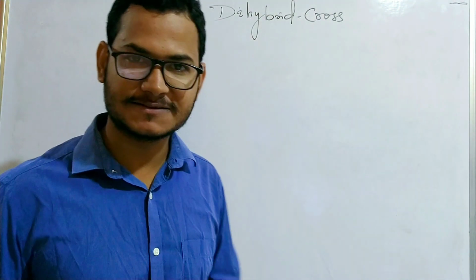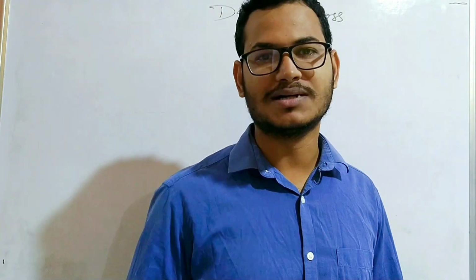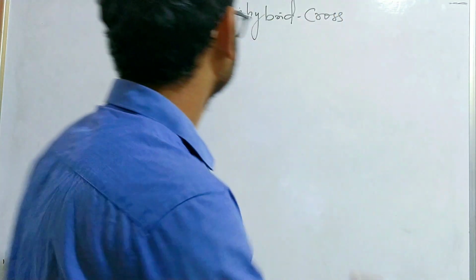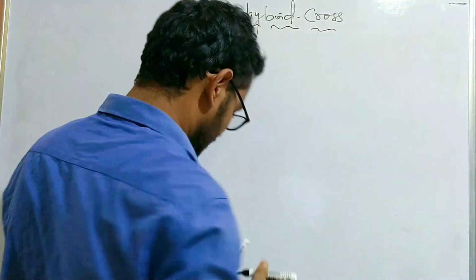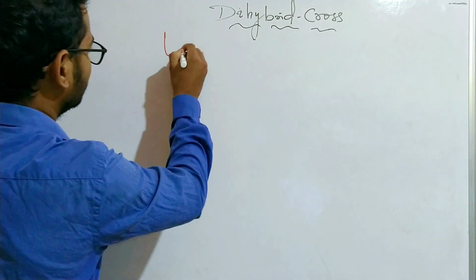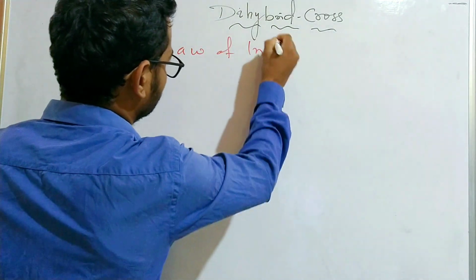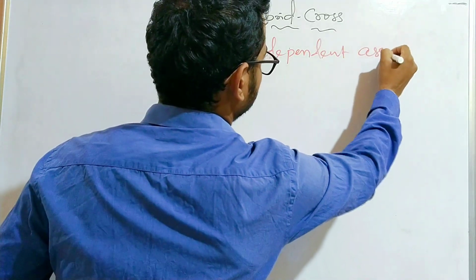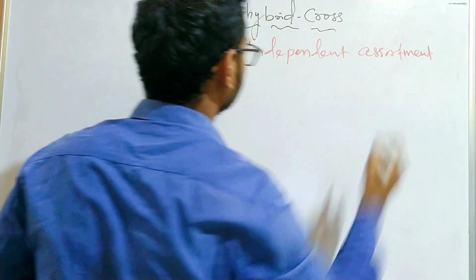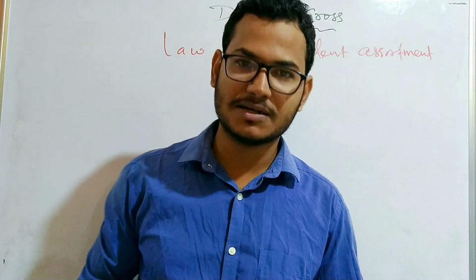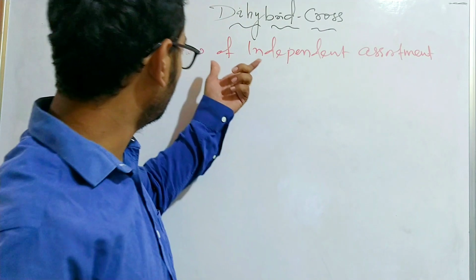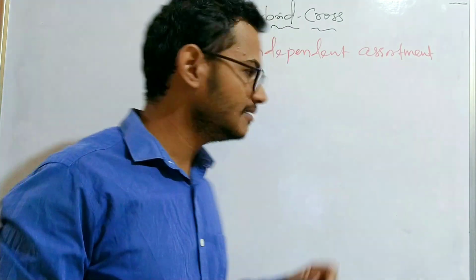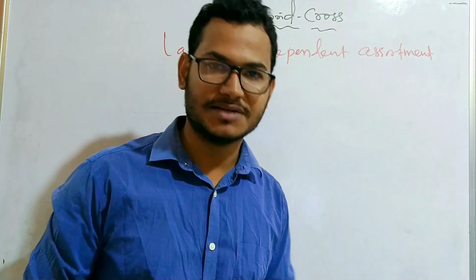In this video lecture, we are going to discuss dihybrid cross. When two different characters were taken by Gregor Johann Mendel, what was the result? Let's see. In the dihybrid cross, we will also discuss the law of independent assortment. From the dihybrid cross, Gregor Johann Mendel proposed the third law of Mendel, that is the law of independent assortment.